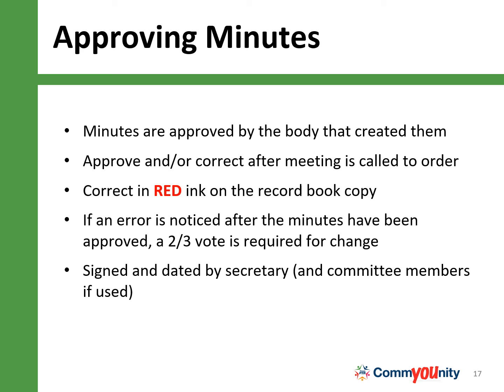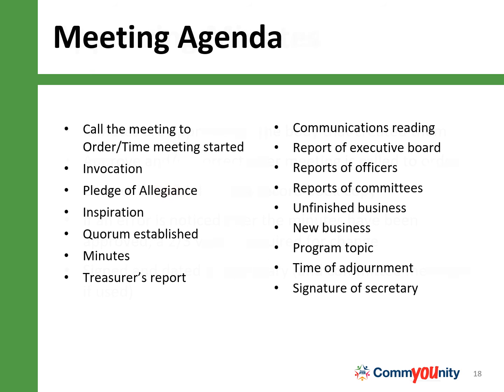Correct in red ink on the record book copy once they have been presented, or use red text and the strike-through feature if you are correcting minutes digitally. If an error is noticed after the minutes have been approved, a 2/3 vote is required for change. As previously mentioned, approved minutes are signed and dated by the secretary and committee members if used. This outline pertains to a typical membership meeting agenda. Executive board meetings will follow a similar format, most likely without the ceremonial items at the beginning, pledges, etc., and no report of the executive board or program topic.